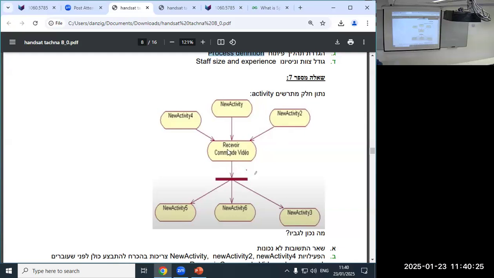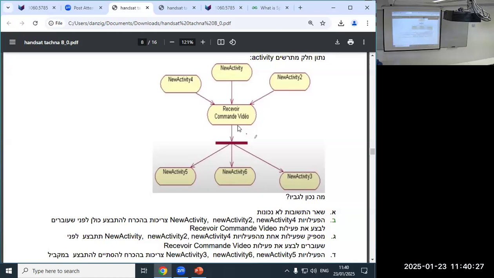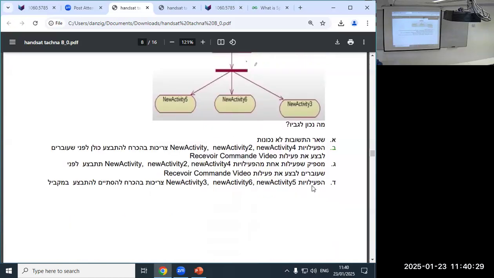What is correct about this diagram? So let's start at the bottom. The activities, new activity 5 and 6 and 3 at the bottom here, do they necessarily have to be performed in parallel? They need to finish at the same time. No, they need to start at the same time, not to finish at the same time.